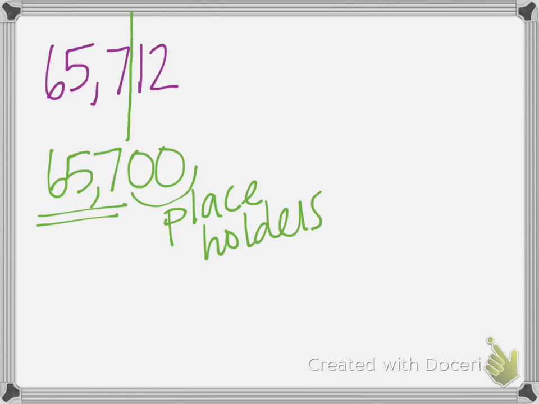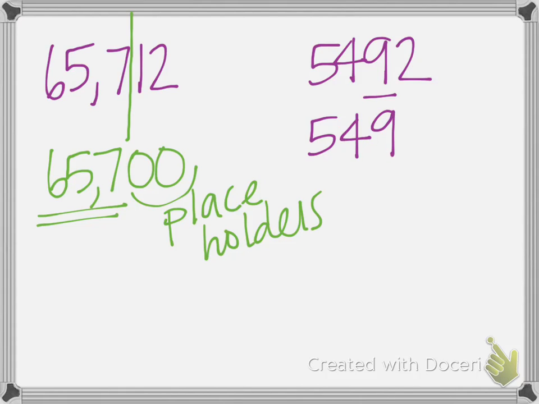Let's try number 2. Number 2 is 5,492. Again, round to 3 sig figs, so I'm going to stop at the 9. The 2 next to the 9 does not bump up the 9, so I'm just going to put a 0. 5,490. Those 3 count, and then that's your placeholder.